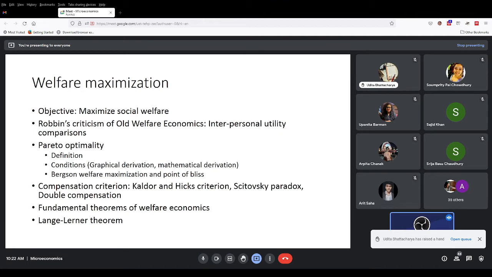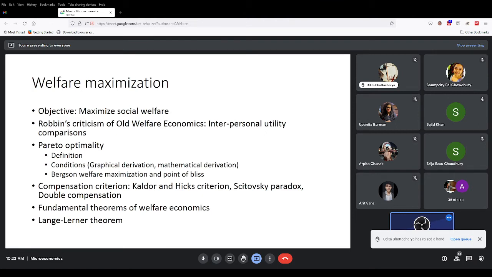Then Tibor Scitovsky came and he showed that we could have a situation when we start off from X and we have a policy change which leads us to Y. We can have a situation when Y is better. So in that case, the policy should be introduced and we will move from X to Y. Then this is why it's called a paradox. If you compare between Y and X, the effect of removing the policy, you will see that X becomes better than Y.